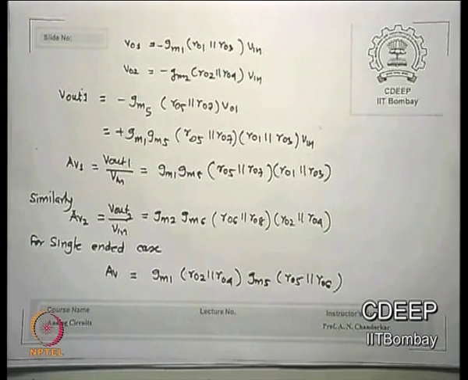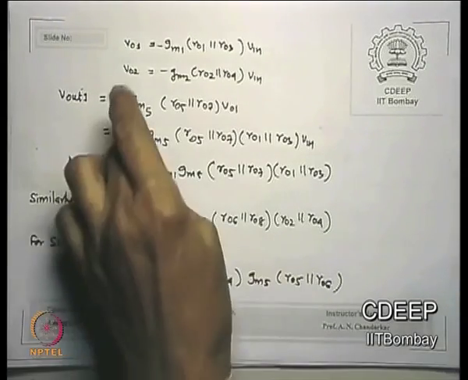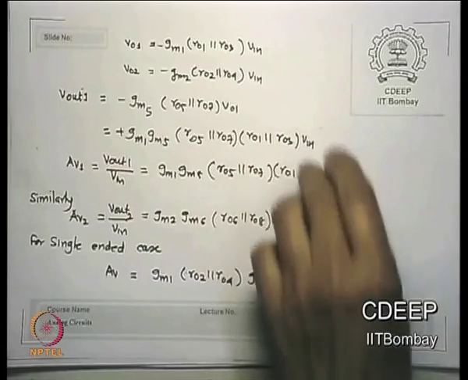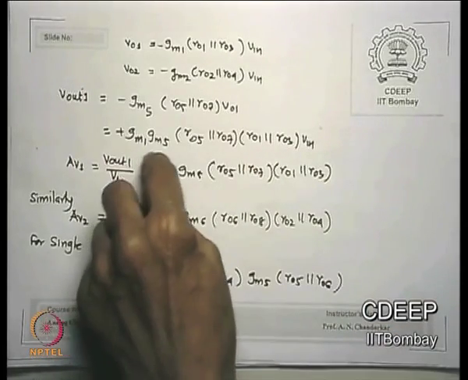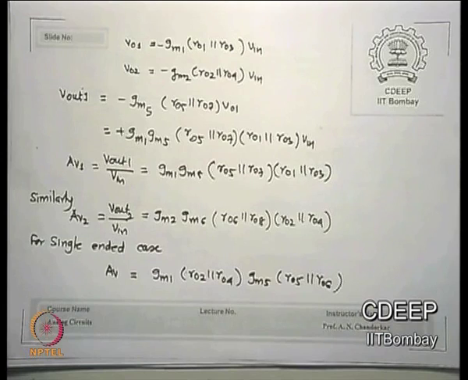Is that clear? The first stage has a DIFAMP as a gain stage of A1, which is GM1 RO1 parallel RO3. The second stage has a gain of GM5 into RO5 parallel RO7. So that is multiplied with the first stage gain. So A1 into A2 is the final gain. Is that okay?